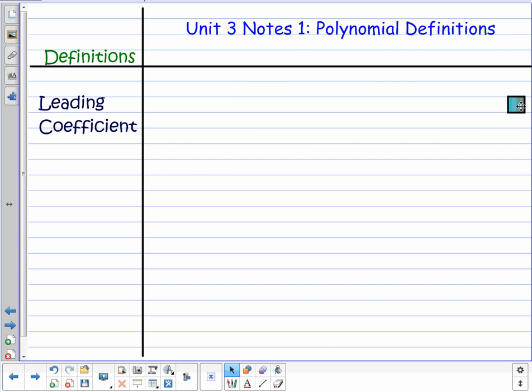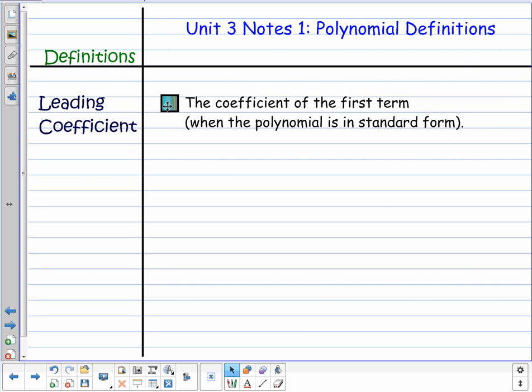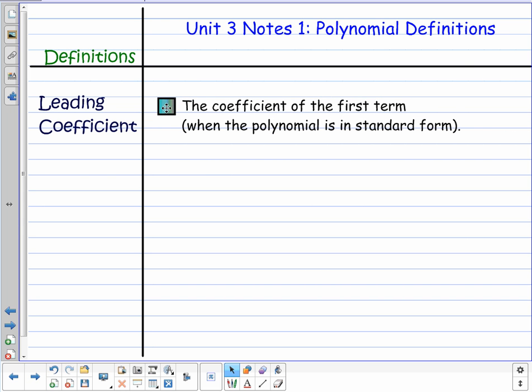The last definition that we're looking at, leading coefficient. The leading coefficient is just the coefficient of the first term as long as the polynomial is in standard form. So the polynomial must be written in standard form first, and then the leading coefficient is the one in front.